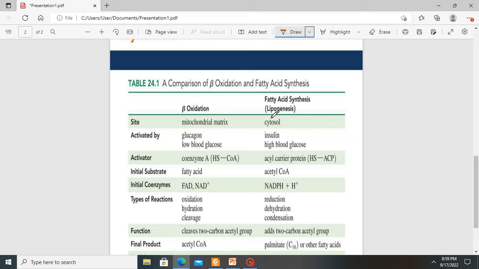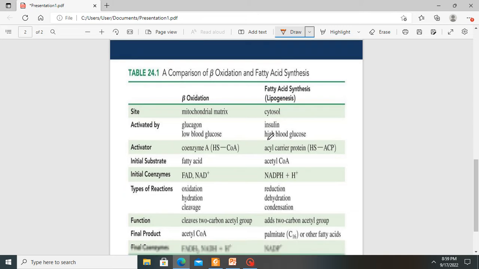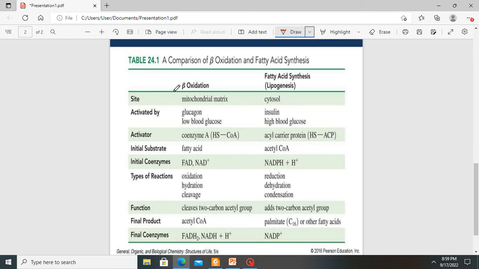But fatty acid synthesis occurs when there is excess glucose, which is stimulated by a hormone called insulin, which is released from the beta pancreatic cells. Here, beta oxidation is activated by coenzyme A. So the fatty acids in the cytoplasm are activated by coenzyme A. But for fatty acid synthesis, the carrier of the malonyl group is the acyl carrier protein.